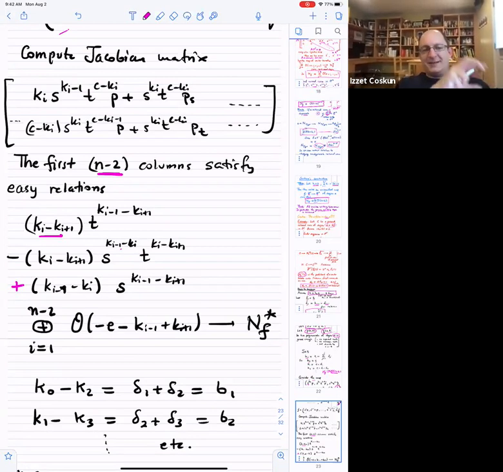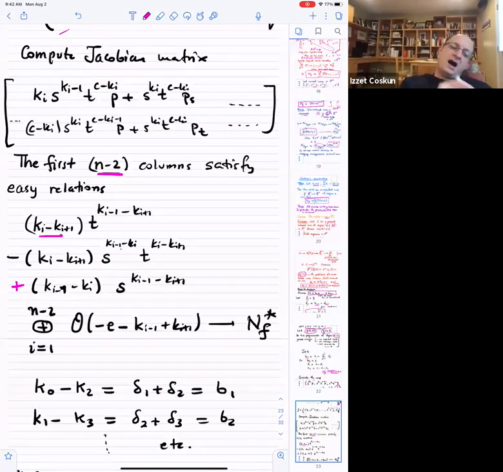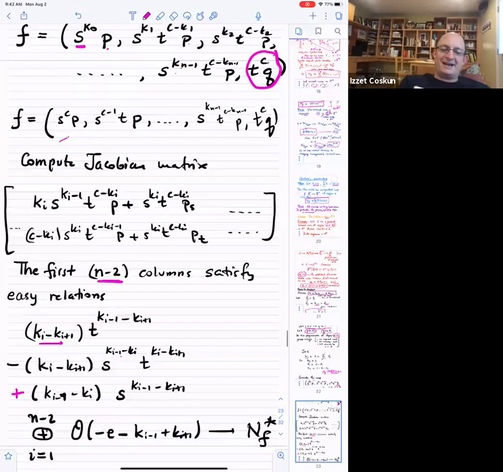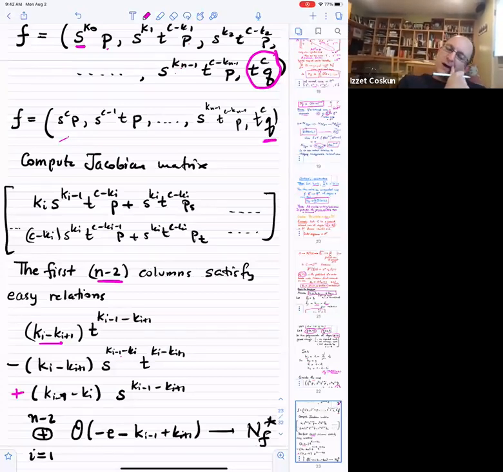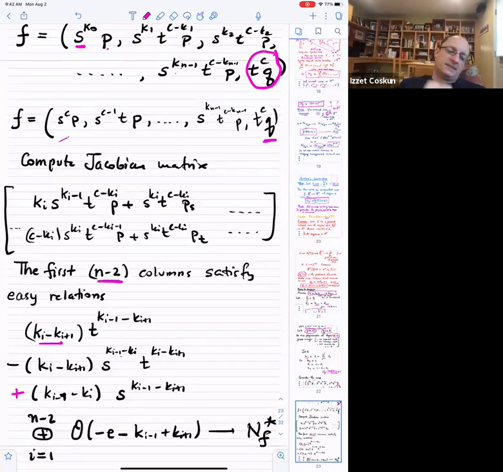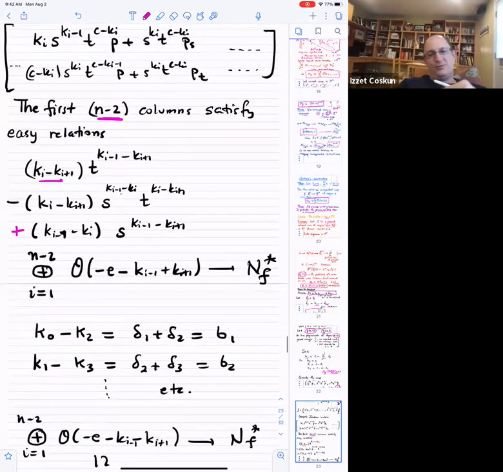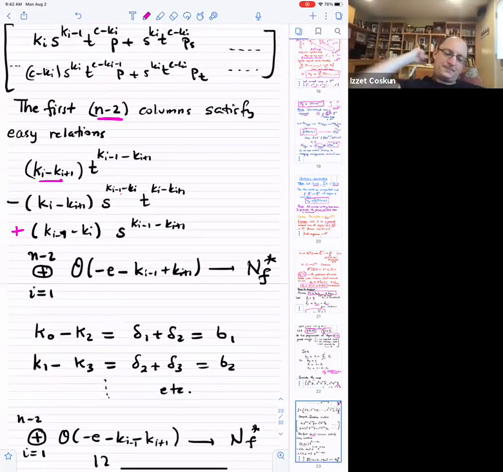But the key point here is that if you have this thing, then the first 3 columns, the next 3 columns, and so on and so forth, except for the last column where we have this extra q that we put in, the consecutive triples of columns all satisfy the same relations that we had in the monomial case, okay?